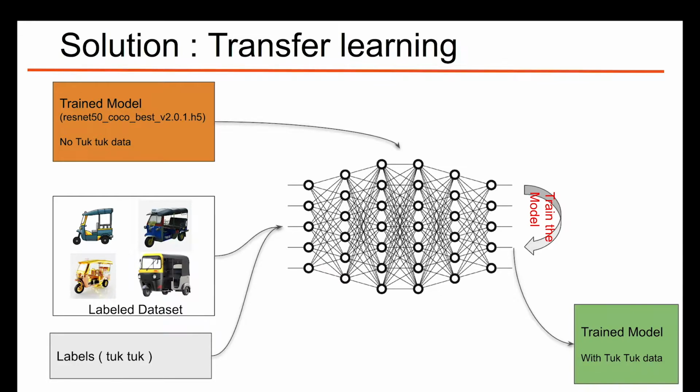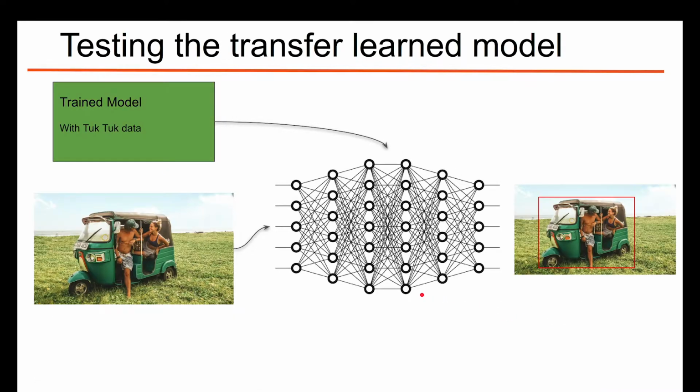To do this, we can use a technique called transfer learning. Here we can use the same pre-trained model with no tuk-tuk data, and we can have our labeled data set with images of many tuk-tuks, and we can have our labels for these tuk-tuks. We feed these labels into the neural network, train the model, and output the trained model, H5. So this is the objective.